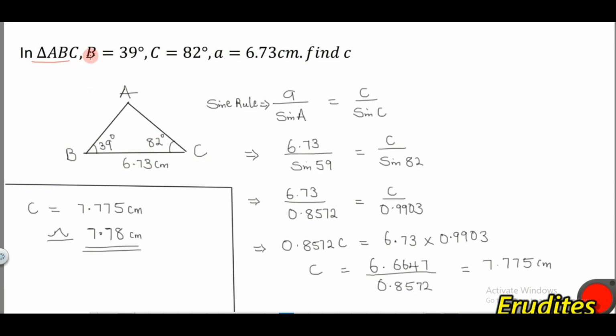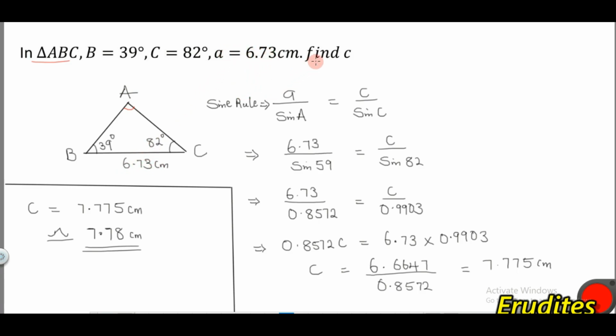B is equal to 39 degrees. This angle here is B, 39 degrees, and this is the 39 they've written here. Then C is equal to 82 degrees. This is the angle C, 82 degrees. A is equal to 6.73 centimeters. Here we have our angle A, and the side facing A is 6.73 centimeters. That's your small a, and that is what is given here.